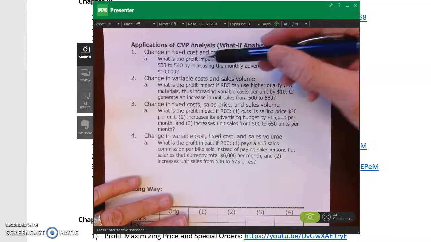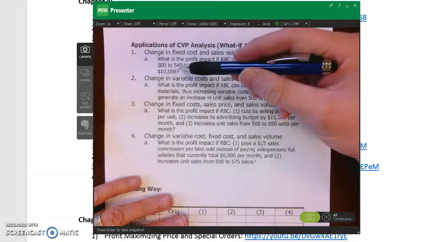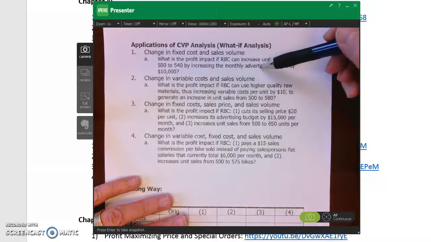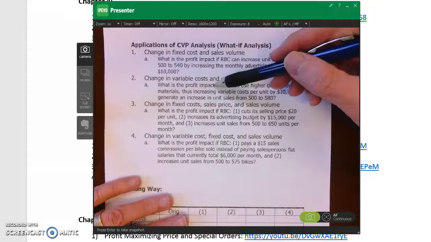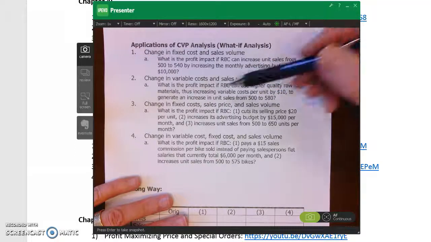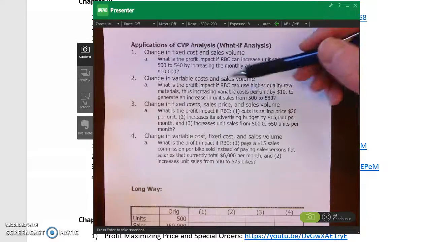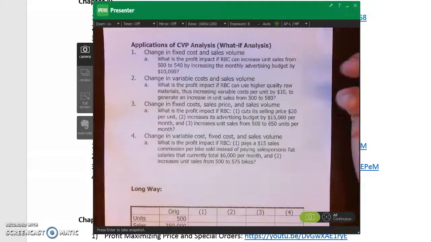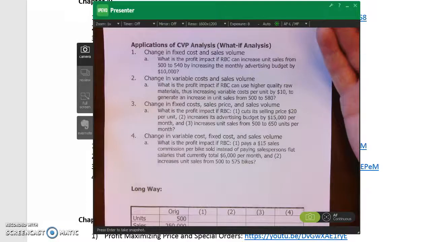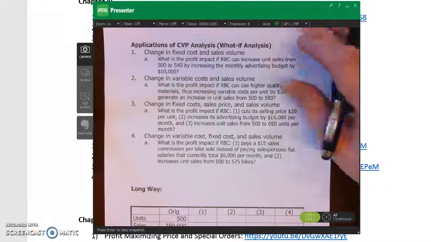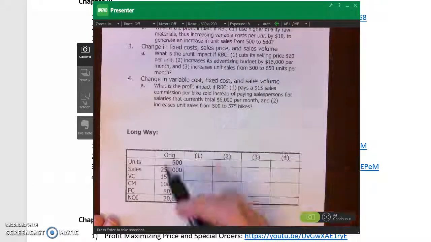to say, what if we increase unit sales from 500 to 540 by increasing advertising? What would be the impact on profit if we use higher quality raw materials, which increases variable cost by $10? Is this a good idea? And of course, it's a good idea if it increases our profit. That's the decision. Okay. So this is our original scenario.